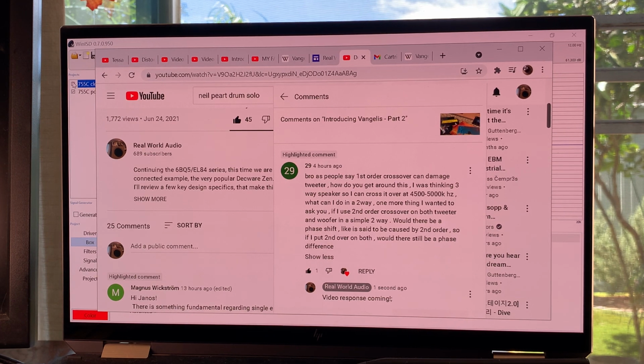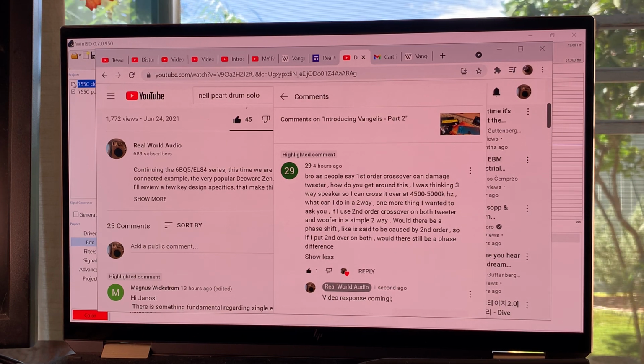Anyway, that's a very large and complicated topic, and I really don't want to go into it right now. But briefly said, modern drivers are not made to work with first order crossovers. There are, of course, some exceptions. For example, companies like Fostex make tweeters that are happy with first order crossovers, but the majority, those tweeters that you see being used with third order or fourth order crossover networks, will not work with first order.